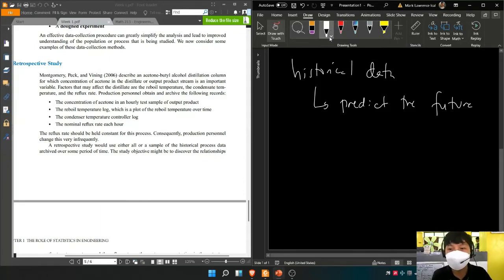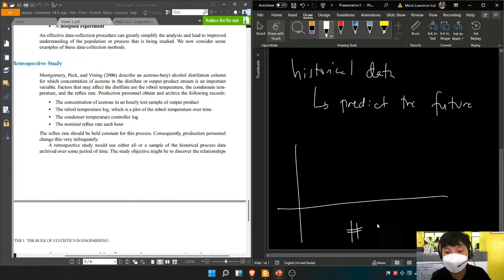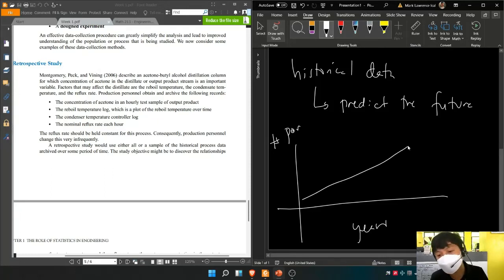Okay, so let's say that you can predict, from historical data, the number of students. Let's say the number of students is increasing. Sorry, mali. This is the number of years. This is the number of students, population. And then, as you can see, it's increasing. So, let's say na pinanganak ka dito, let's say 2002. Okay? So, dito ka pinanganak, di ba?